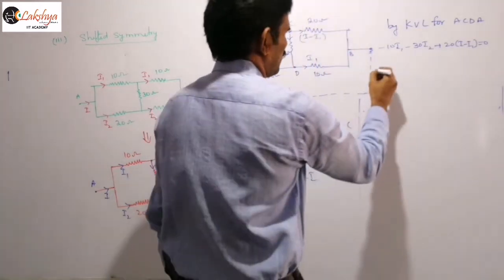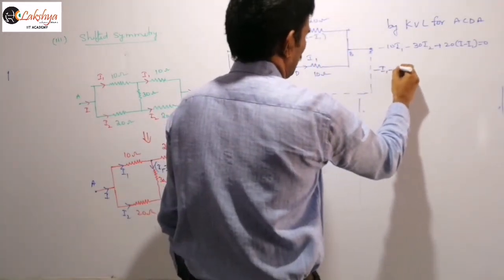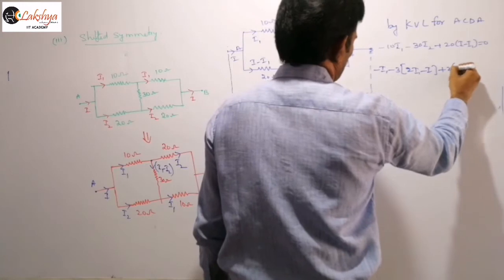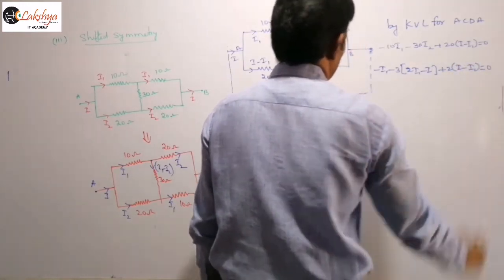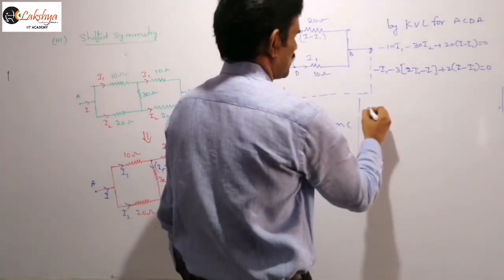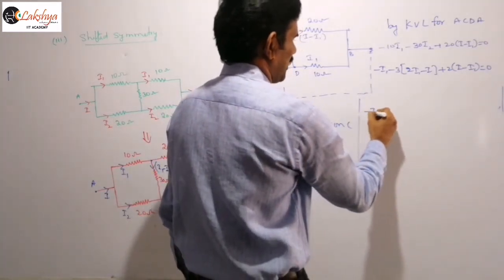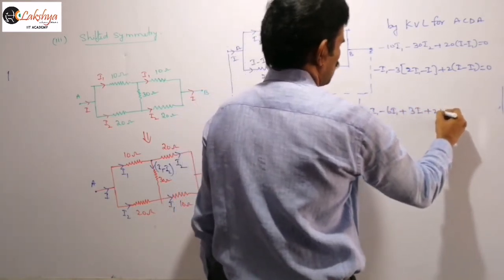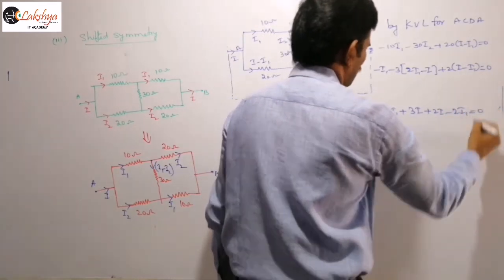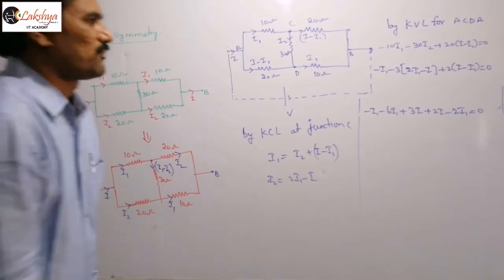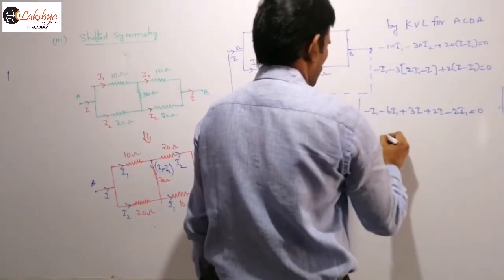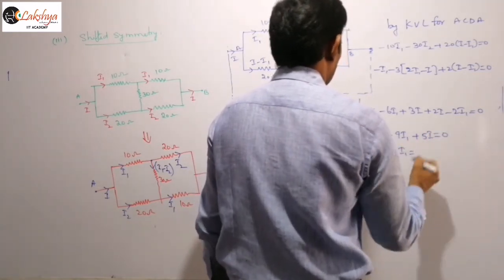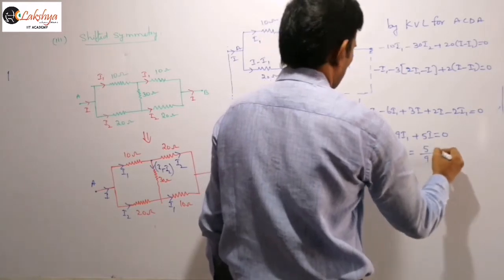So let us substitute the I2 value here. Minus I1 minus 3 into I2, which is 2I1 minus I, plus 2 of (I minus I1) is equal to 0, right? Now let us simplify. I will write minus I1 minus 6I1 plus 3I plus 2I minus 2I1 is equal to 0. Now see, this is 7 plus 2, 9, so minus 9I1 plus 5I is equal to 0. Therefore I1 is equal to 5 by 9 I.